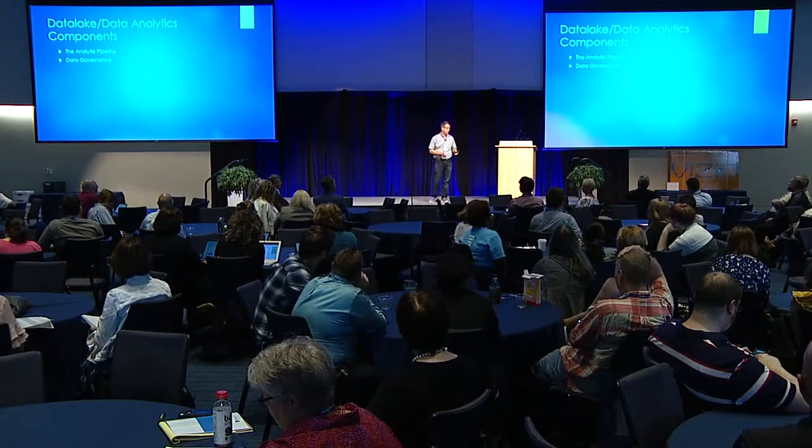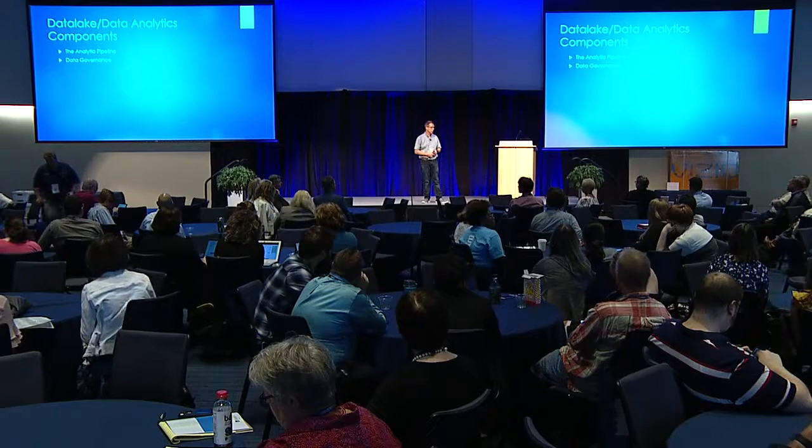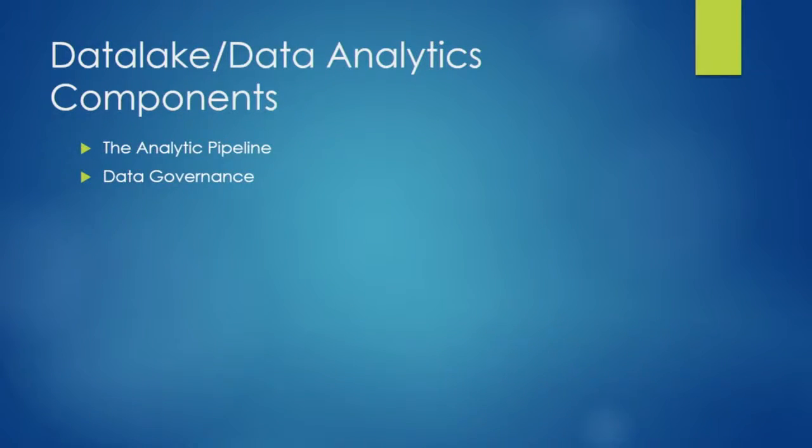The data lake data analytics system consists of two primary components. One is, I'll call the analytics pipeline, and the other is data governance. In the analytics pipeline, we ingest data and do some things with it and create reports or visualizations. In the data governance side, this keeps track of the data, controls who has access to it, and it is a sophisticated system that I'll talk about in a little bit.